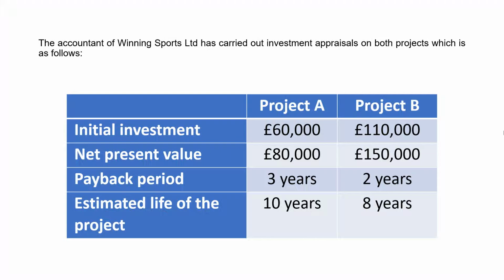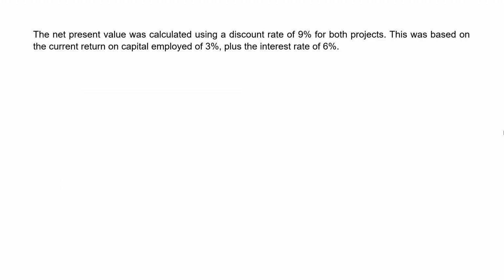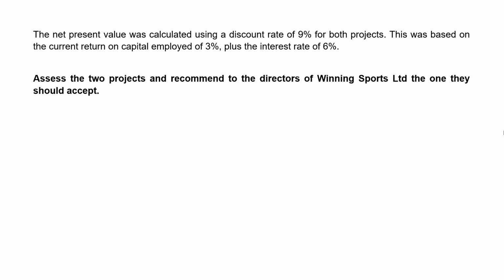The payback period is 3 years for Project A and 2 years for Project B, and the estimated life of the project for Project A is 10 years and Project B is 8 years. Now, the net present value is calculated using a discount rate of 9% for both projects, and this was based on the current return on capital employed of 3% plus the interest rate of 6%. Now, let's see what we've got to do. Assess the two projects and recommend to the directors of Winning Sports Limited the one they should accept. So we must assess both of the projects, Project A and Project B, and we must make a recommendation at the end, because it says, and recommend to the directors the one they should accept.